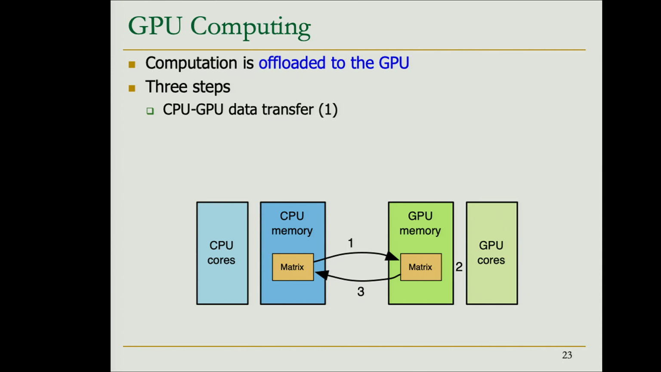So the first thing to do is to transfer input data from the CPU memory to the GPU memory. Second step, performing the computation or kernel execution or multiple kernel execution. And finally, we will transfer the results back from the GPU memory to the CPU memory. So these are the basic steps, especially in discrete GPUs, which are the most common ones.